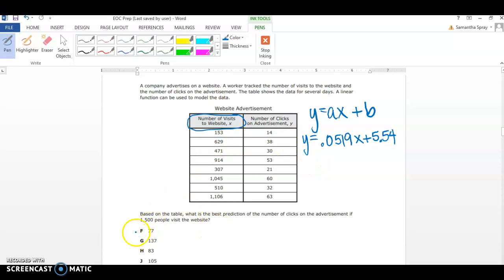So when I go to look at my answers, I want to find the one that is closest to 83, which would be this one right here, H. So you're using your calculator to write that linear regression, and then from there using the values for A and B so that you can plug in the X value.